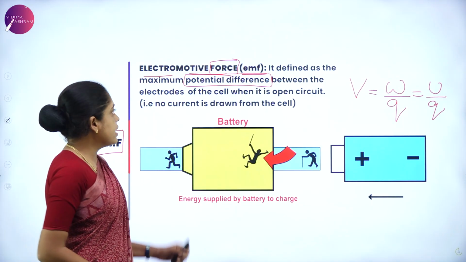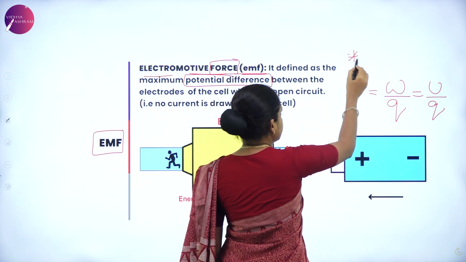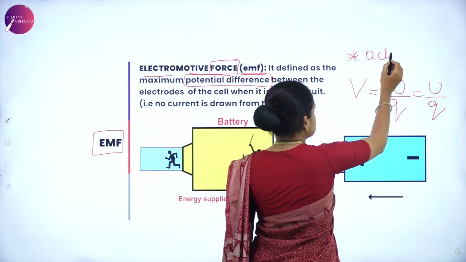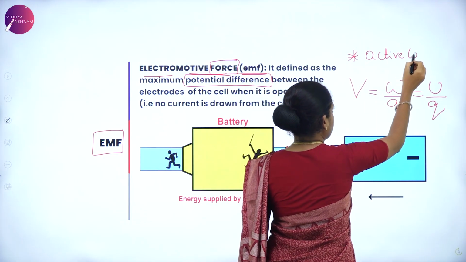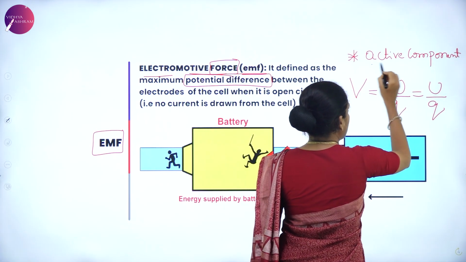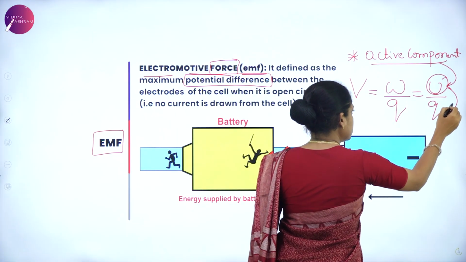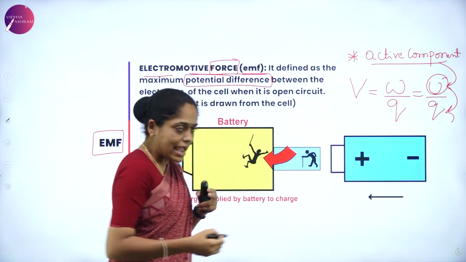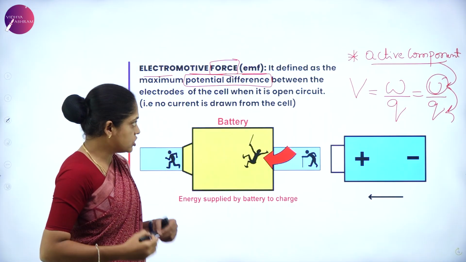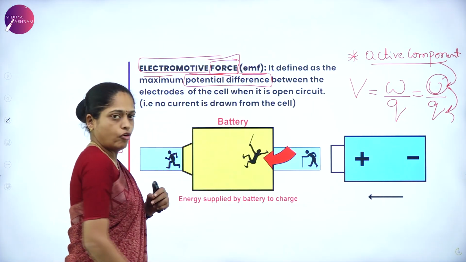Okay, we will understand this electromotive force by keeping in mind the word active component, as it is related to the cell. What is an active component? The component which supplies the energy to the charge. So, that energy supplied to the charge is nothing but electromotive force.